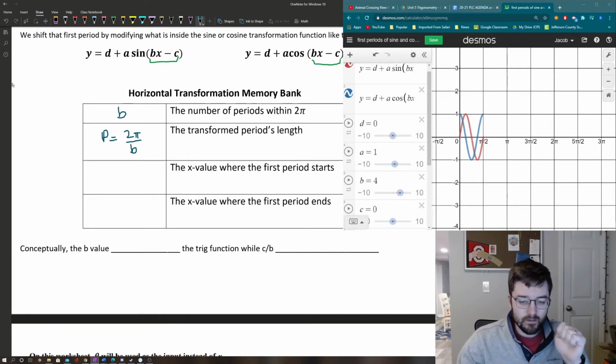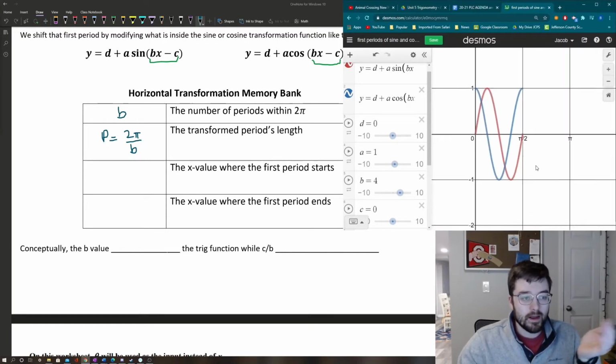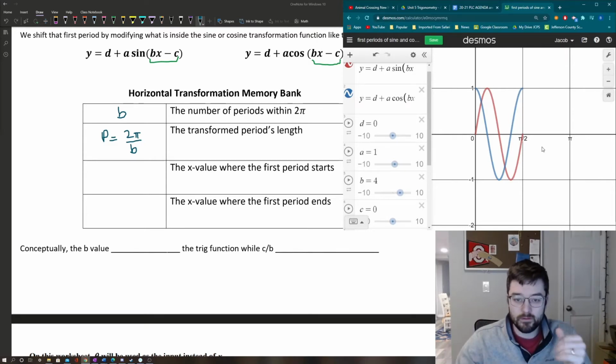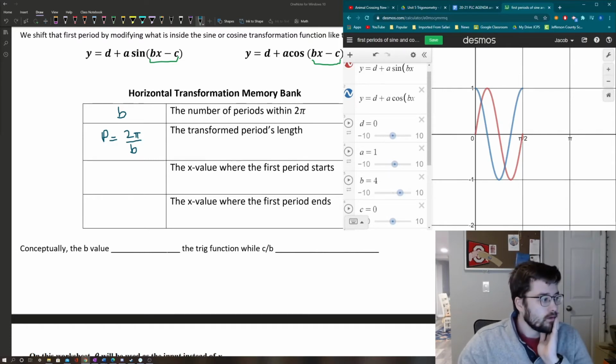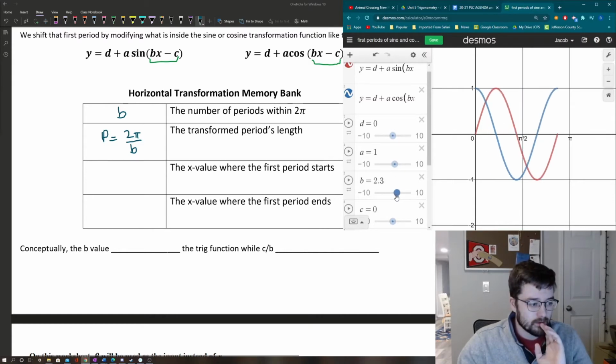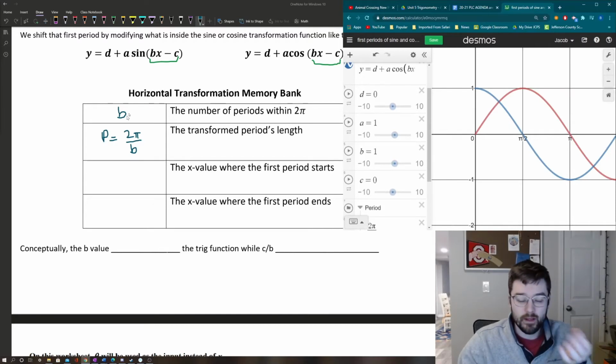So this is really important for us to understand. If I have 2 pi divided by 4, then that's pi over 2, which I hope you all can see. My new transformed period is pi over 2 long, because my B is 4. So the next thing we're looking at is what happens when we manipulate C, right?